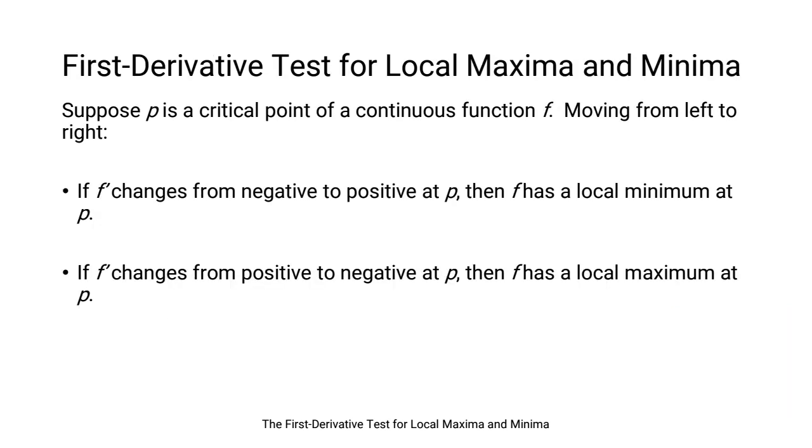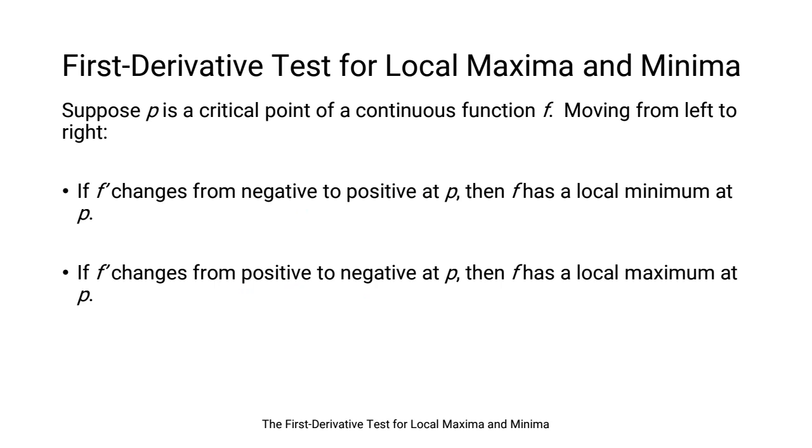This is the first derivative test for local maxima and minima. And as you can see here, it gives a set of rules that helps us determine whether a certain critical point is a local maximum or a local minimum. These rules are stated in terms of the sign of the first derivative of the function. They talk about whether f prime changes from negative to positive or from positive to negative.